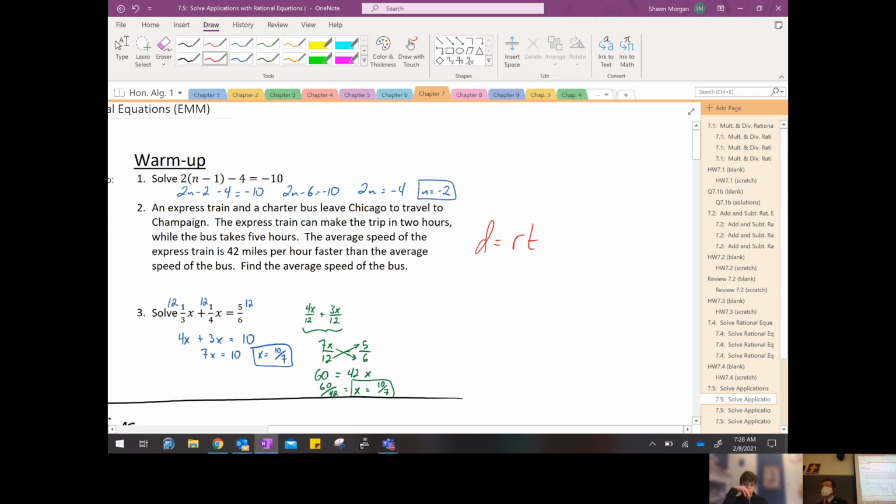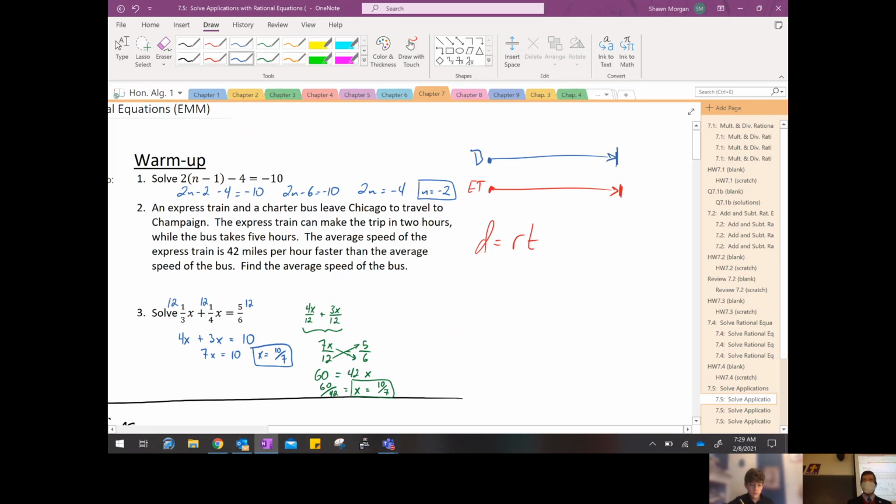Now, distance equals rate times time is sort of the background knowledge that I have to have coming into this problem. I also like to consider a drawing. It said the express train can do the trip in 2 hours. So the express train's leaving Chicago and traveling towards Champaign, Illinois. I'm just drawing it to the right. The bus is going to make the trip in 5 hours. So let's say this is the express train, and up here, this is the bus.